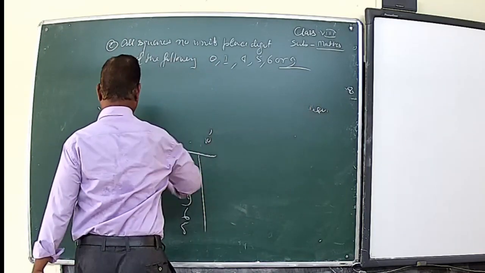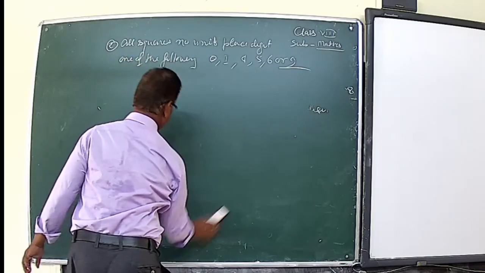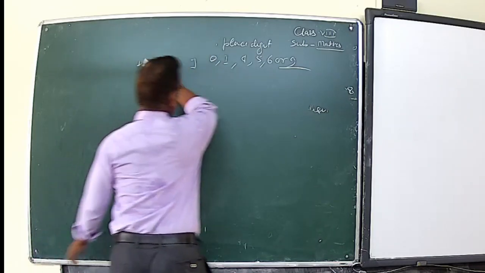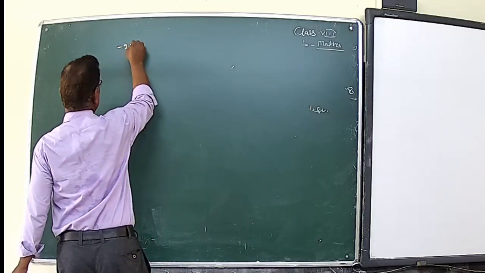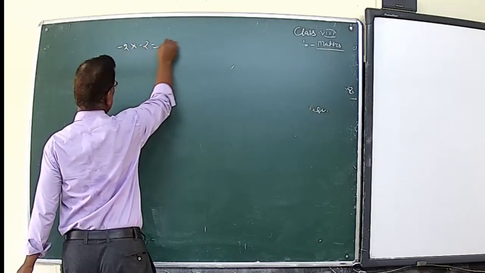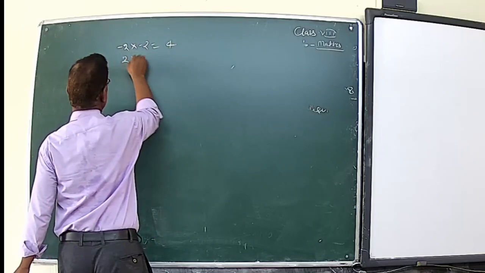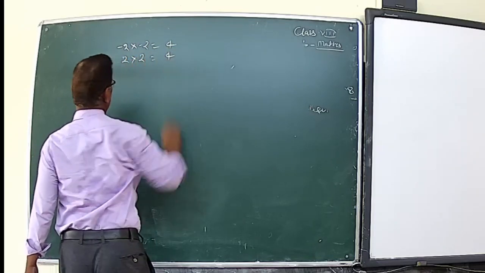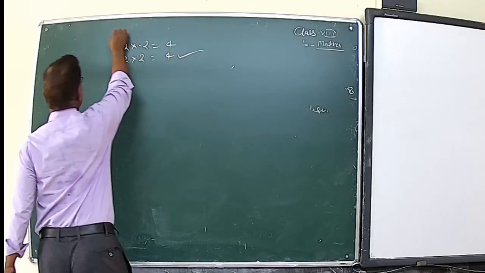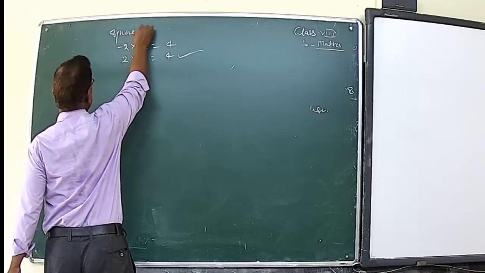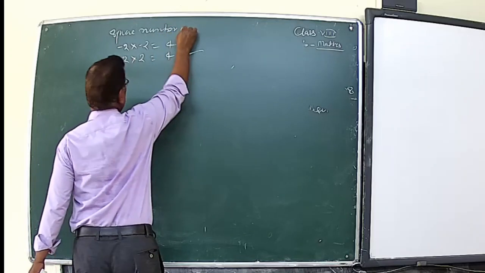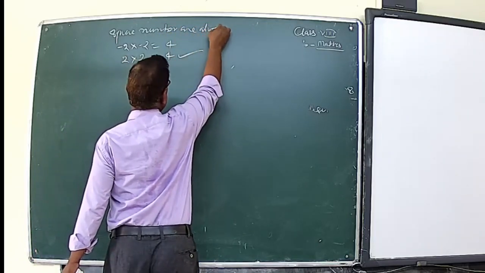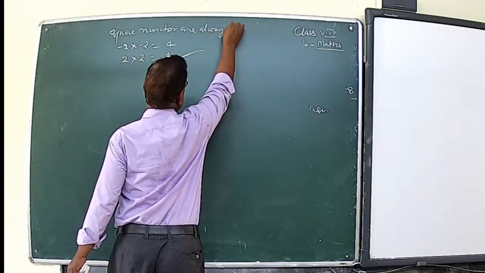Other property: the square number is always positive. The square numbers are always positive, they never become negative. For example, minus 2 into minus 2 is 4 and 2 into 2 is also 4, so we can say that square numbers are always positive.